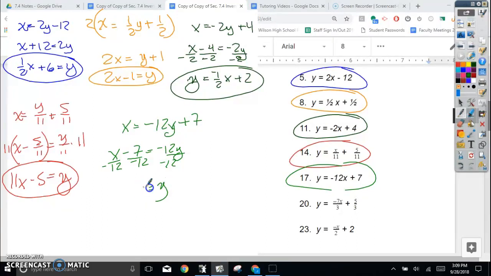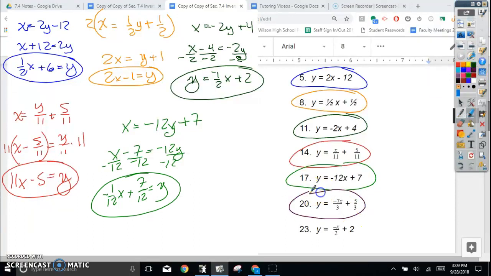Okay, so this is y equals negative 1/2 x plus 7/12. All right. Let's see, what color can we go with next? Maroon. All right, so we got x equals negative 7y over 3 plus 5/3. I'm going to get rid of the fractions right now. Multiply by 3. 3x equals negative 7y plus 5.